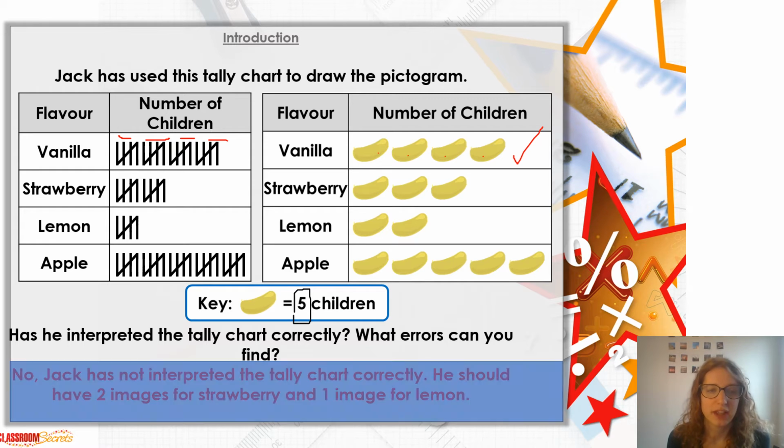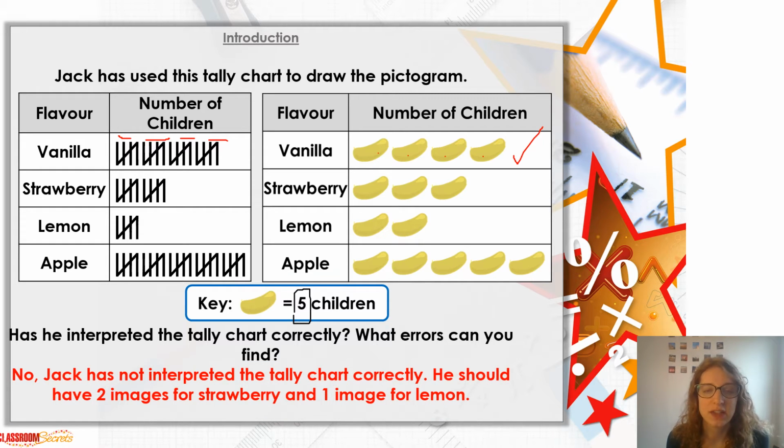Okay, so let's have a look then. He hasn't done them properly, so we can check those. Strawberries, we've got 5, 10, whereas over here he's got 5, 10 and 15. So that one's incorrect. He doesn't need that extra banana there. We've got 5 on lemons, but he's done 5, 10 on the other side, so he's got 1 too many. Then apple: 5, 10, 15, 20, 25, and 5, 10, 15, 20, 25. So that one is correct. It's his 2 middle ones that he got incorrect. Did you manage to spot the errors and correct them?